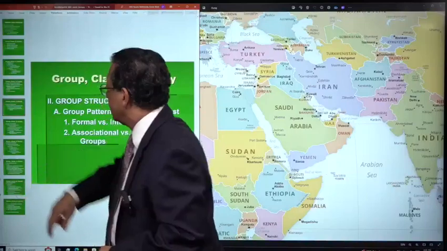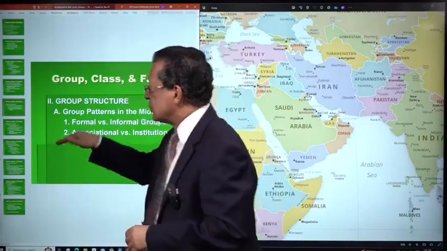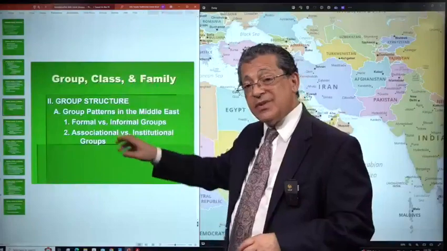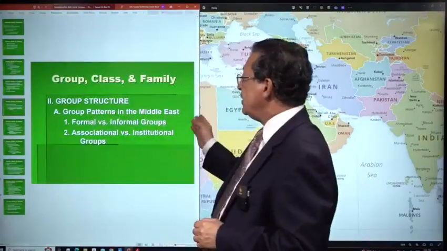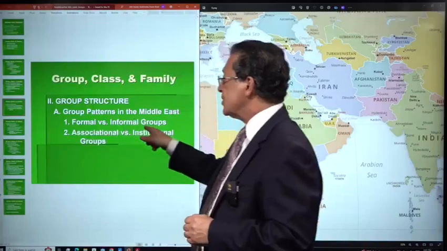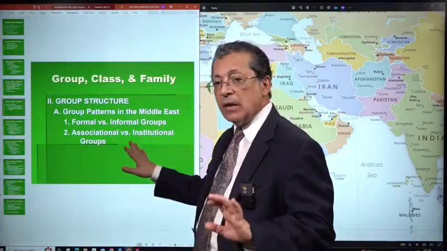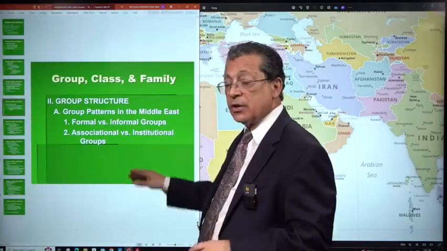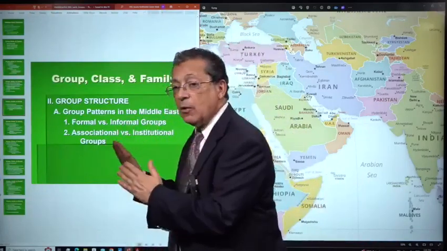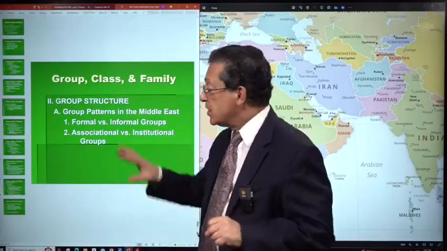Okay? Here we go. Now we're going into more detail. Notice that I'm covering the same thing, but we keep going into more and more detail. So, group structure. Group patterns in the Middle East: formal versus informal groups, association versus institutional. I'm not going to go any further because I thought Bill's book in that regard is very good. So notice that my PowerPoints are basically our study guide. Is that right?